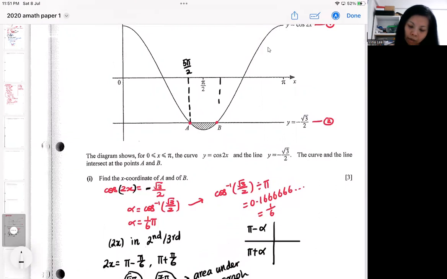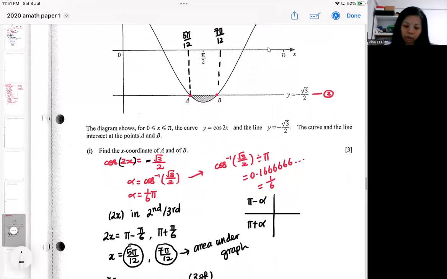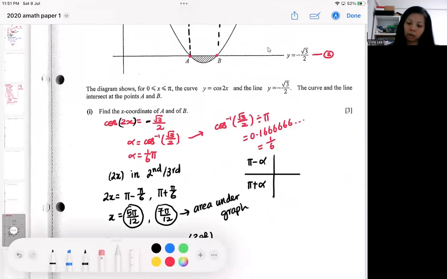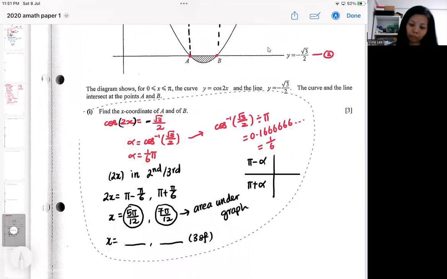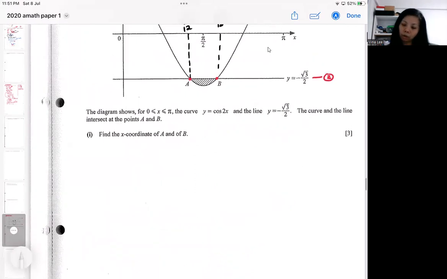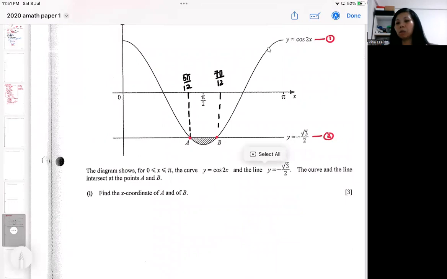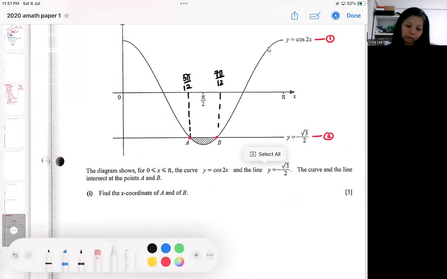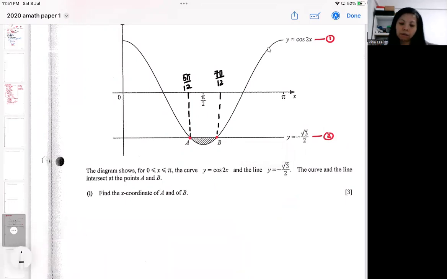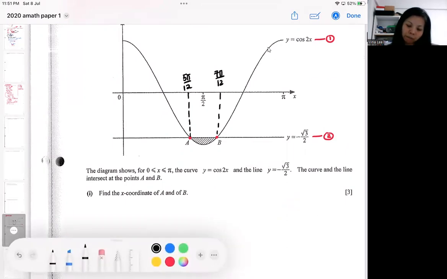Then for the second part, we are supposed to find the shaded area. I'm going to erase this part and use the space here to explain the shaded area. You realize that the shaded area is below the x-axis. If the shaded area is below the x-axis, you expect that the area is negative. So you must dot the intersection first. And because the area is under the graph, you will expect the area to be negative. So do some planning first.